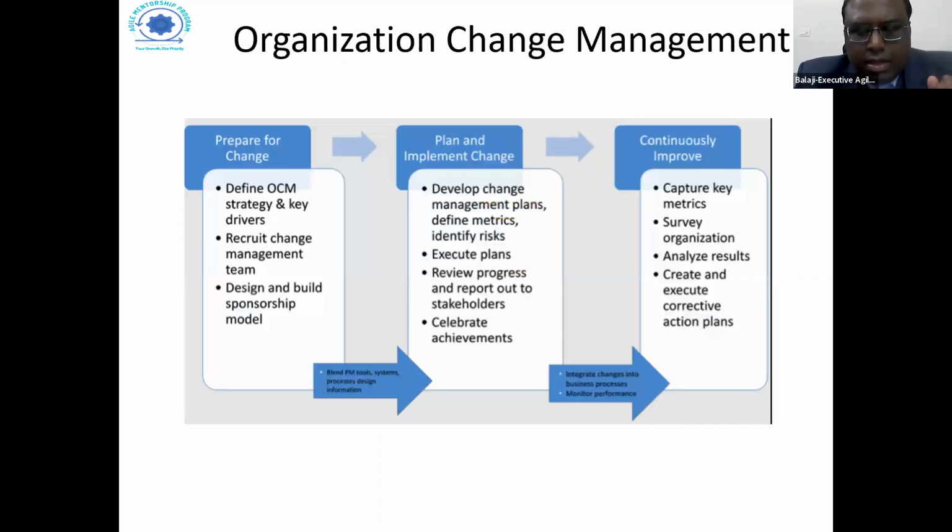So let us get into the actual thing. So here, what happens now? Slowly we are going to cover one model, which is going to support organization change management. Before that, the high level plan is to prepare for the change. Then you need to do some kind of planning.